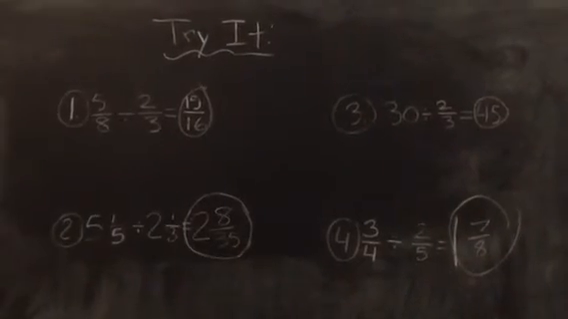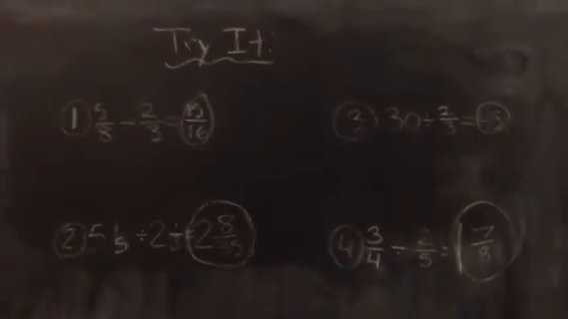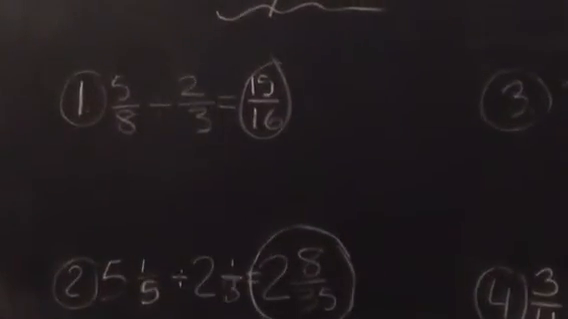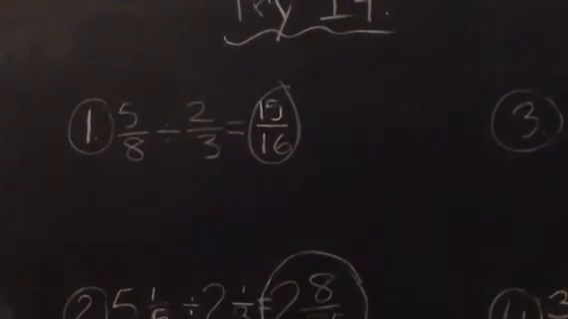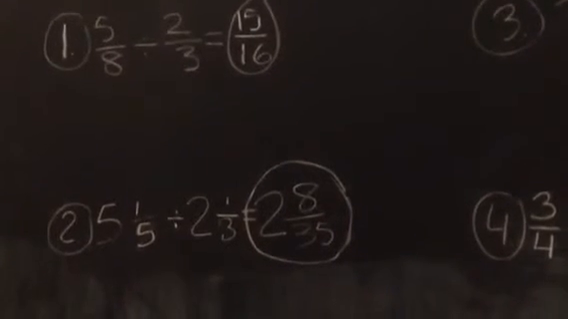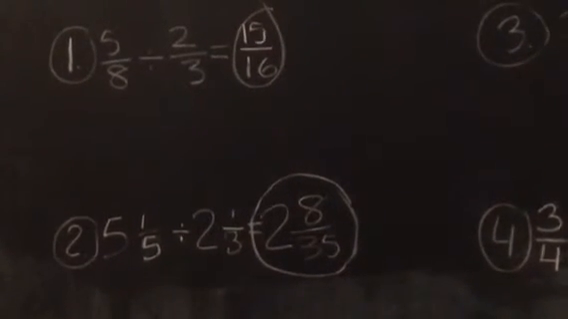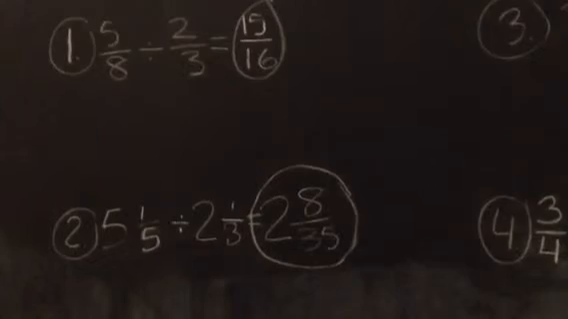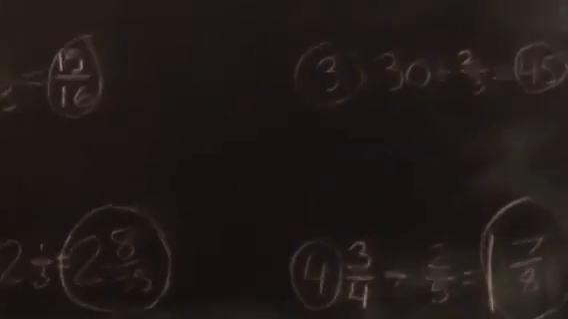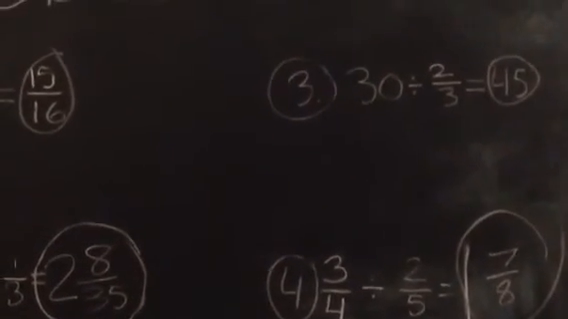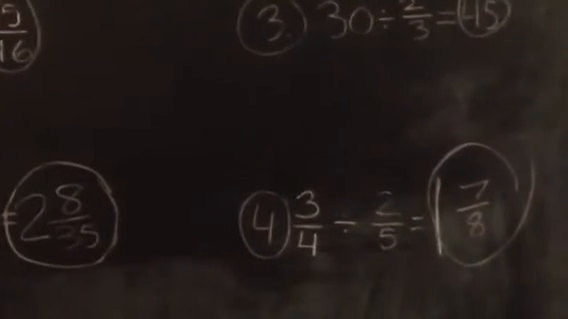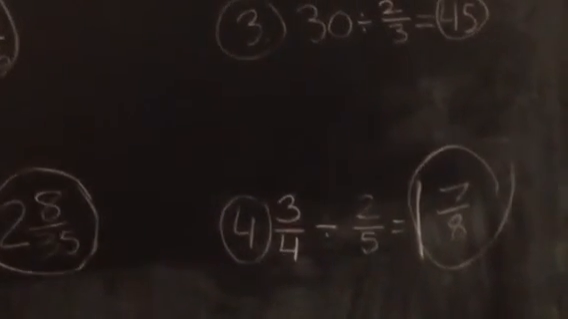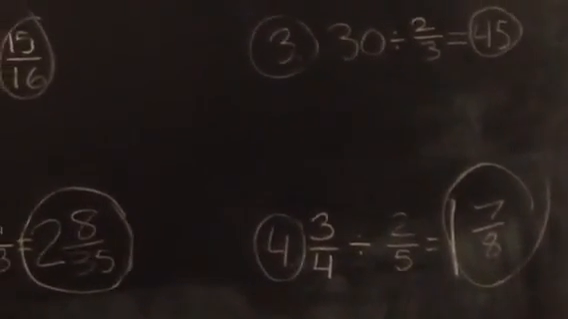Here are the answers for try it yourself. Number 1 is 15 over 16. Number 2 is 2 and 8 over 35. Number 3 is 45. Number 4 is 1 and 7/8. I hope you did a good job.